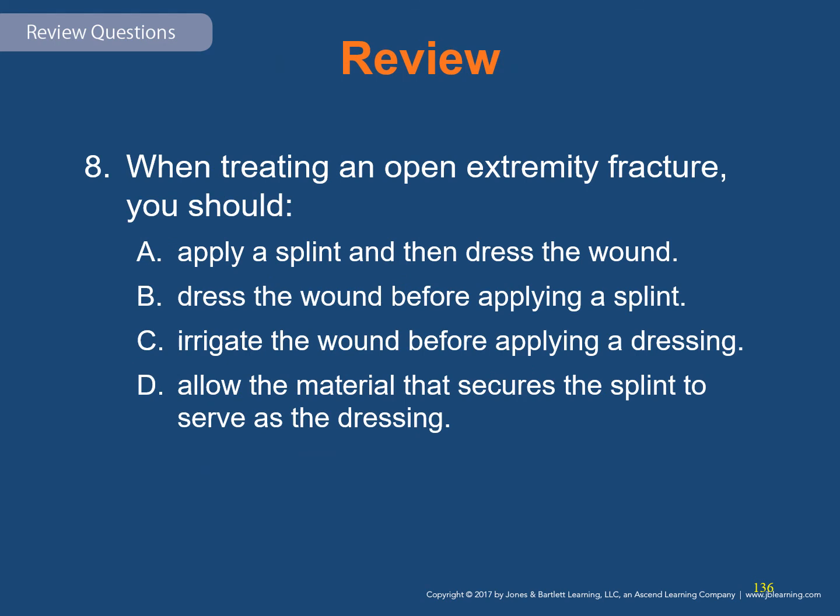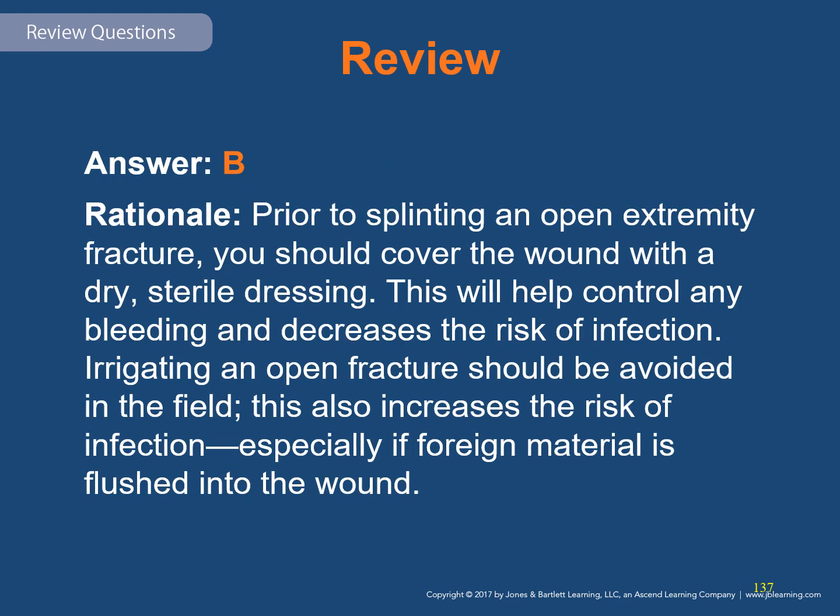Review question 8. When treating an open extremity fracture, you should A. Apply a splint, then dress the wound. B. Dress the wound before applying a splint. C. Irrigate the wound before applying a dressing. D. Allow the material that secures the splint to serve as the dressing. The correct answer is B.